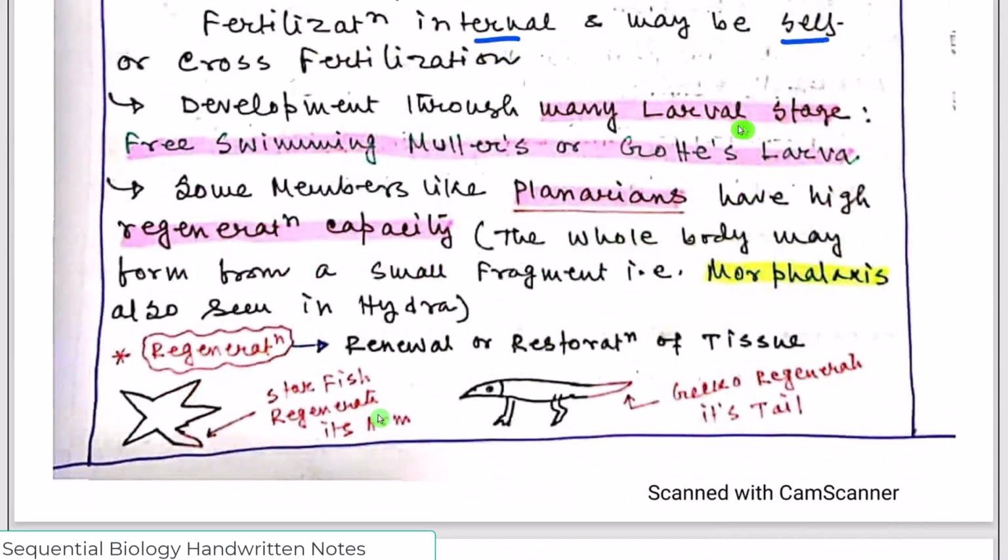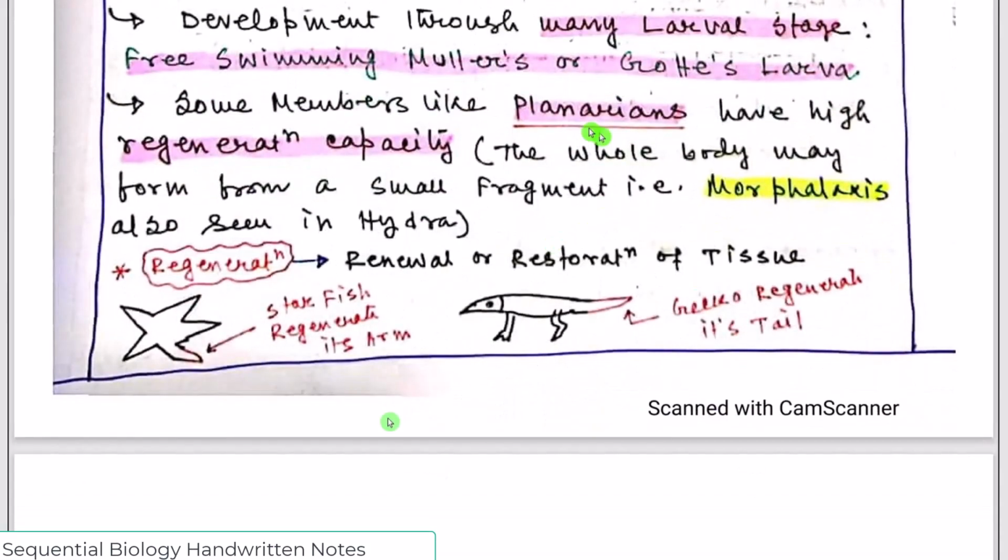Development occurs through many larval stages. The important larval stages are the free swimming miracidium or the Gotis larva, and some members like the planaria, which are free living, have high regeneration capacity. What is regeneration and what is morphallaxis? This is very important, and you should understand the differences between regeneration and morphallaxis. The planaria show regeneration capacity.